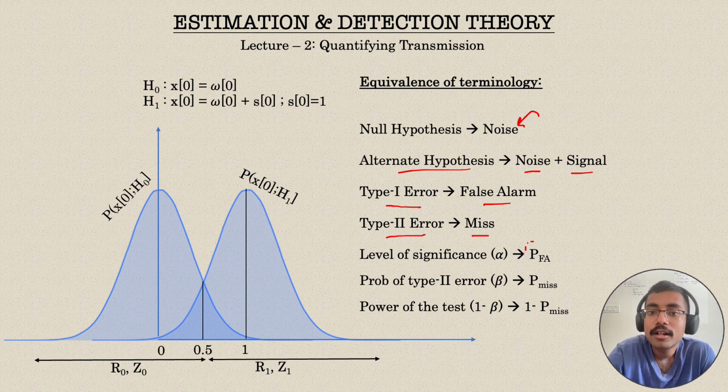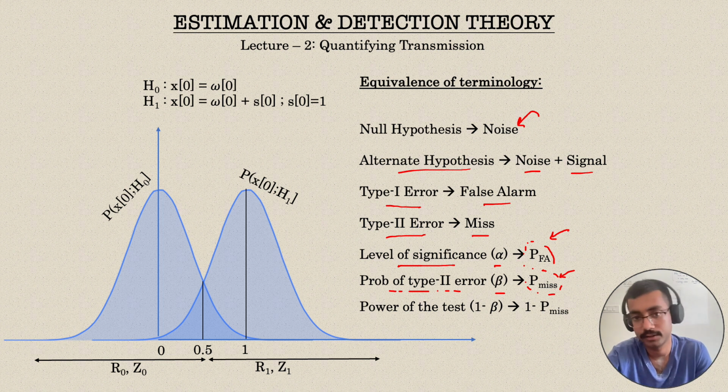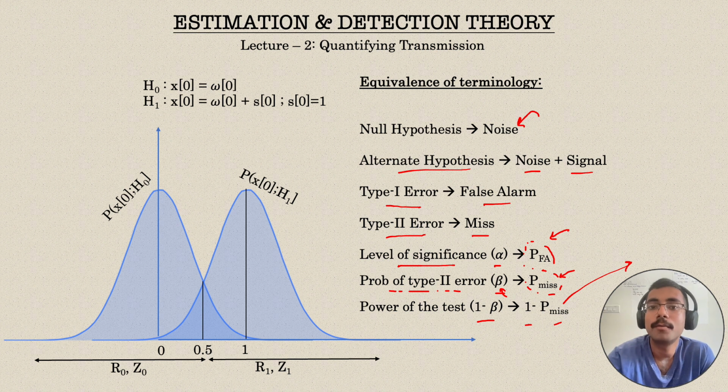Then the probability of false alarm is represented by alpha, or it is also called the level of significance. Sometimes you can have this term, level of significance. You should be able to understand what it is. Probability of type 2 error is beta, and it can be represented as P of miss. We are missing it. So this can also be called beta. And you obviously know 1 minus beta is 1 minus P miss, which is the probability of detection, which we learned in the previous slide.